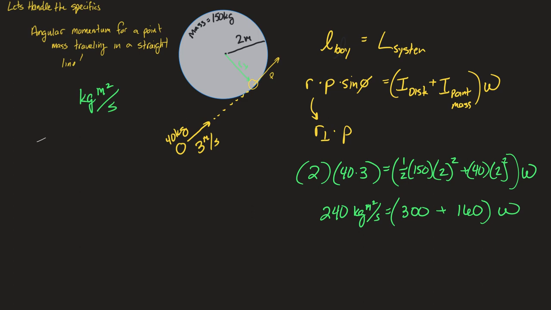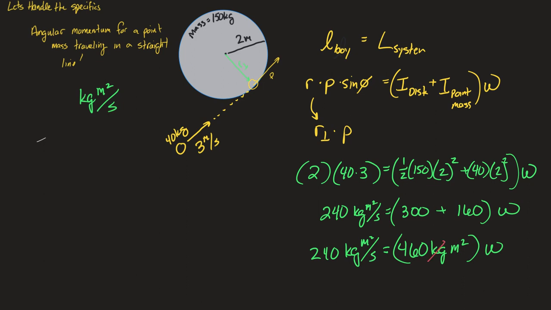And all times omega. So this ends up being 460, and that's kilograms meter squared, because it's a moment of inertia. And there we go, 240 kilograms meters squared per second. I wrote out the units because I wanted you to see that. That's not squared. Let's rewrite it: kilograms meters squared per second. There. That's what I want to see.